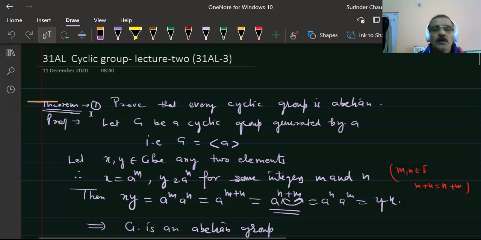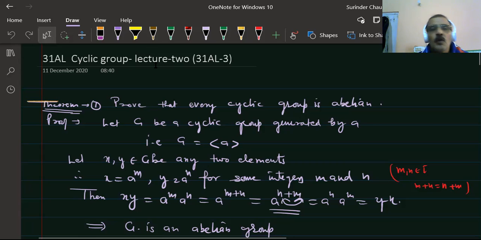Hello students, in the previous lecture we defined a cyclic group and discussed, with the help of examples, what a cyclic group is and its generator. A cyclic group can have more than one generator. We also proved the theorem that a finite group containing an element of order n, where n is the order of the group, is cyclic.